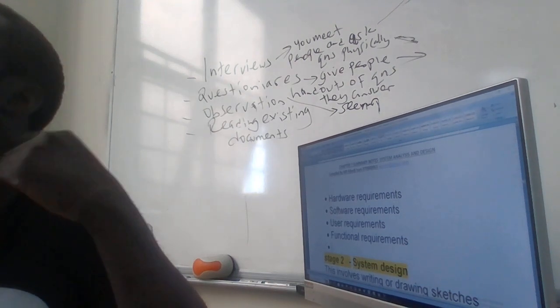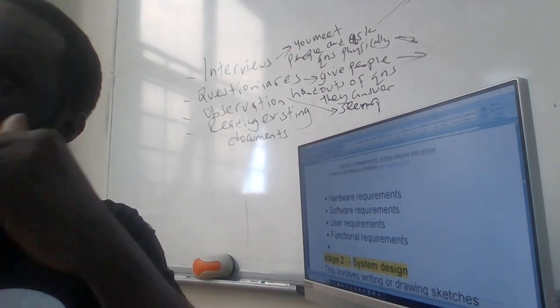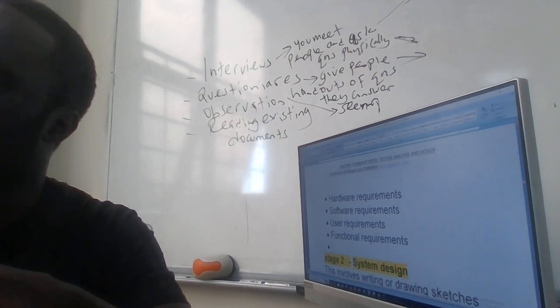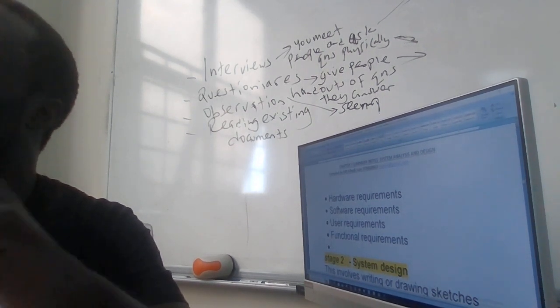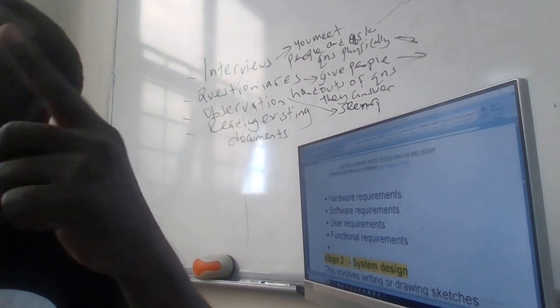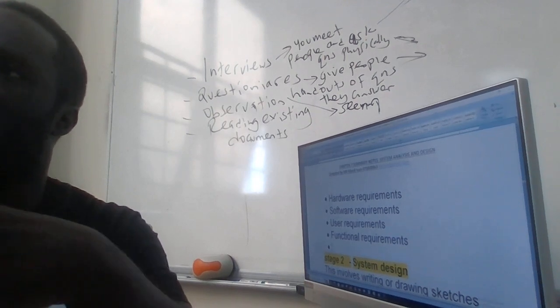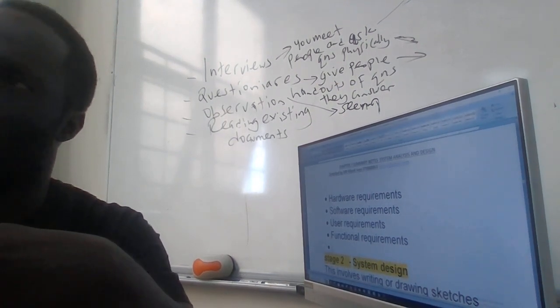To do or to have. Those are user requirements. These are the people going to use the software, and the things the users want the software to have and to do.